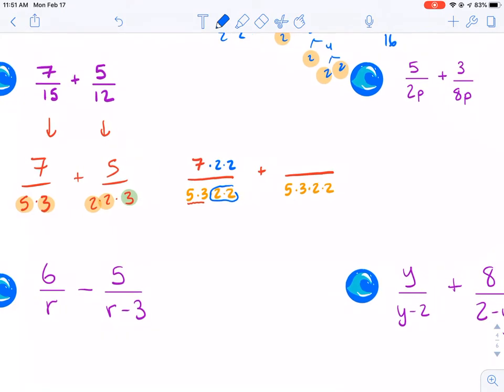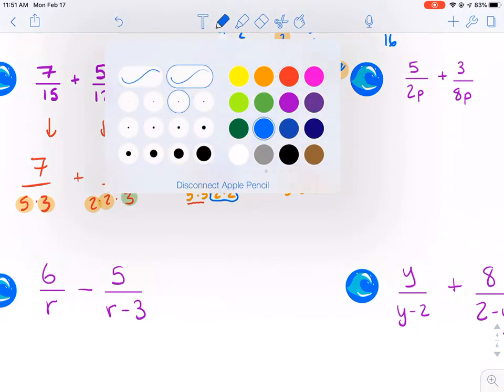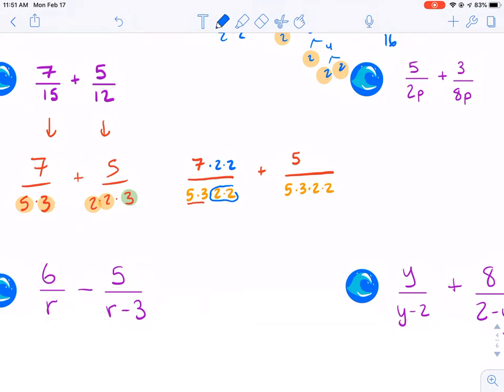Okay? Let's scoot over to the 5. What did we change from the 5? Well, we had the 3 and the 2 already multiplied to get us 12, but we're missing the 5. So we still need to multiply by the 5 in the top to keep the value the same. Okay? Now, what happens? Well, 5 times 3 times 2 times 2 is the same thing as 60.